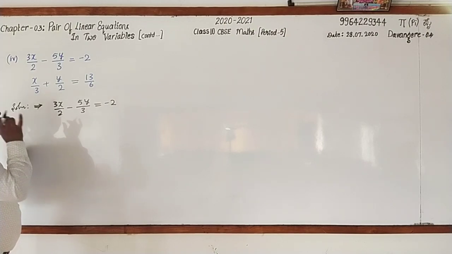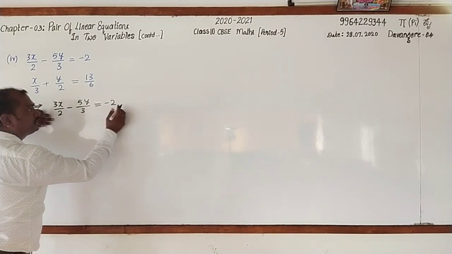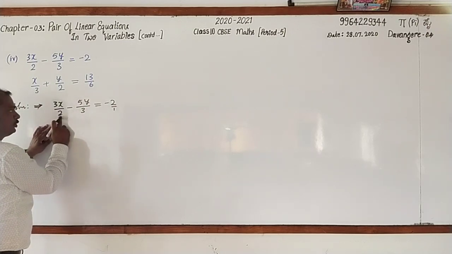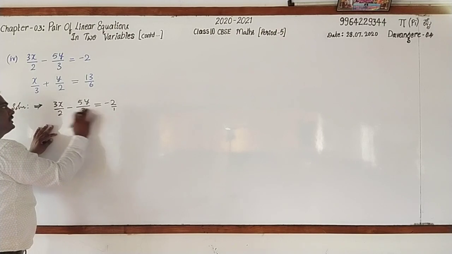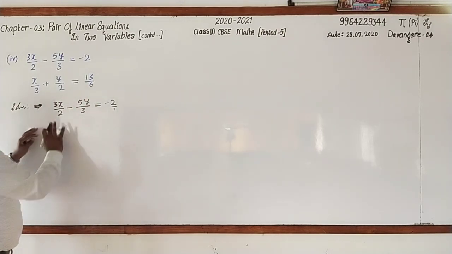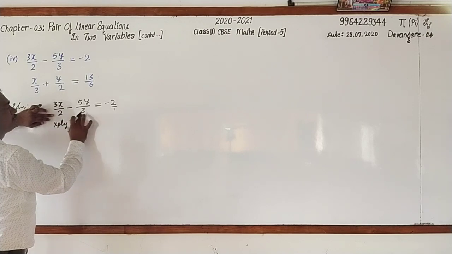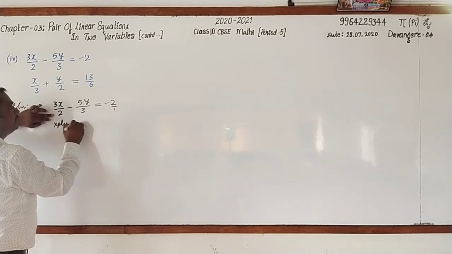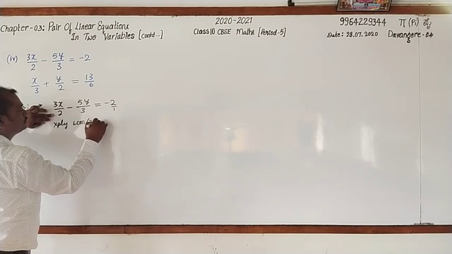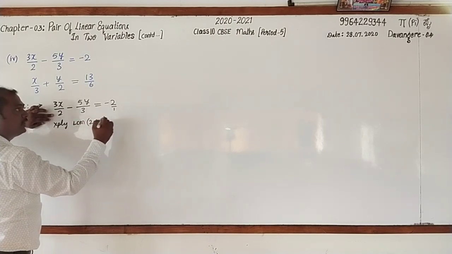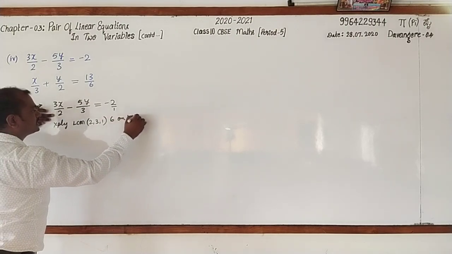How do you go for writing in simplest form? You have to take the LCM of all the denominators. See that here 2, 3, 1. Then multiply that LCM with all the terms. Now you tell, what is the LCM of 2, 3, 1? It is 6, on both the sides.